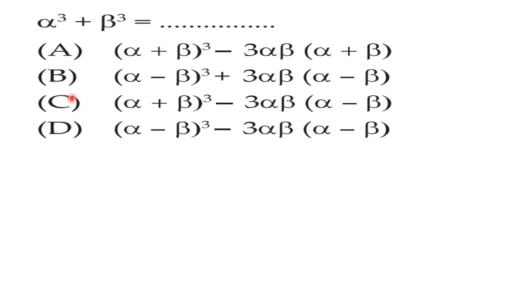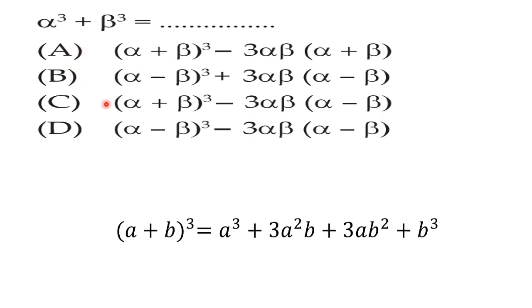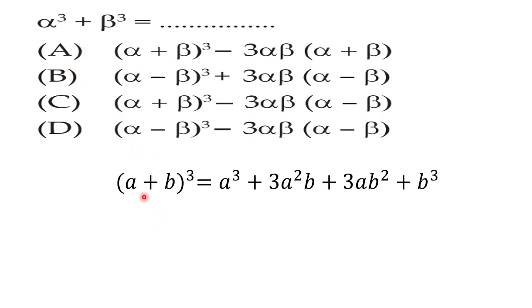Now let's think about A and C, which one is correct. There also, simply by observing you can understand that alpha minus beta is not possible since we have a plus sign here. Therefore option A is the only correct one. Let's see the explanation for this. See, you know (a plus b) the whole cube is equal to a cube plus 3a square b plus 3ab square plus b cube. Now from this you can take out 3ab common.